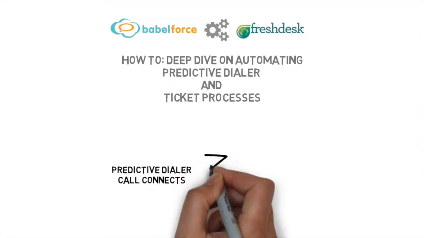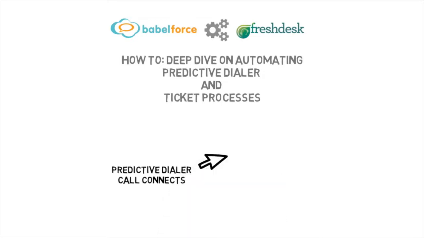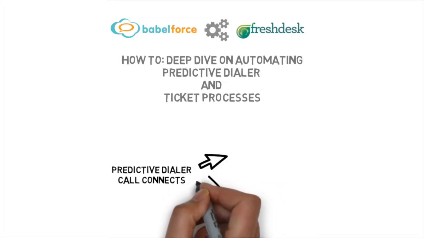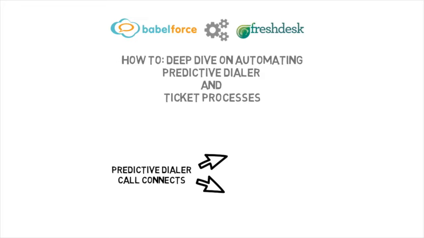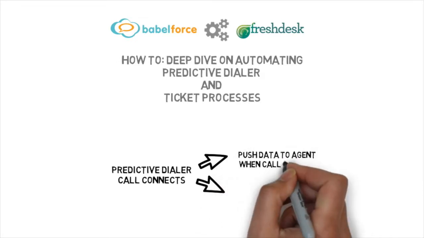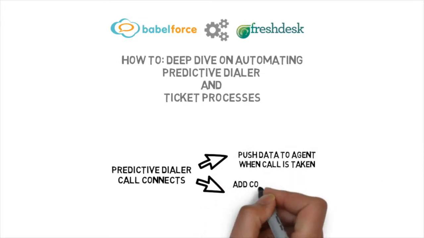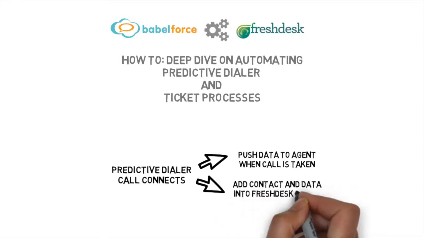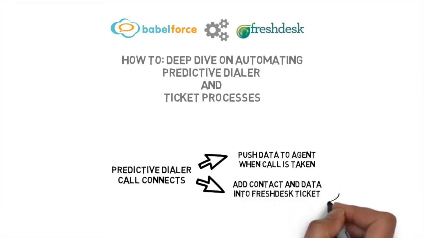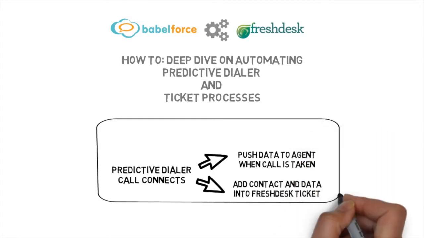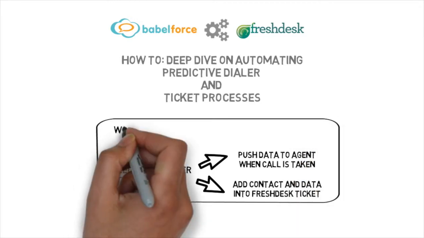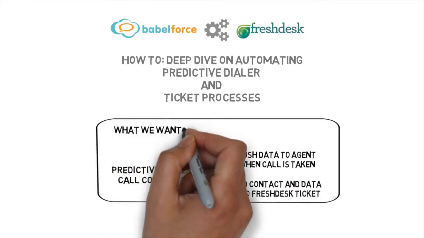For every predictive dialer call that connects to an agent, we want to do two things. We want to have the data pushed in real time to the agent so they can greet the caller and start the process off straight away. And secondly, we want to add the data that's to persist in the Freshdesk ticket. Alright, so that's what this is all about. You'll be able to do all that when this is finished.